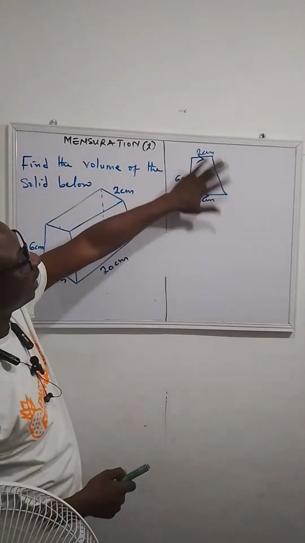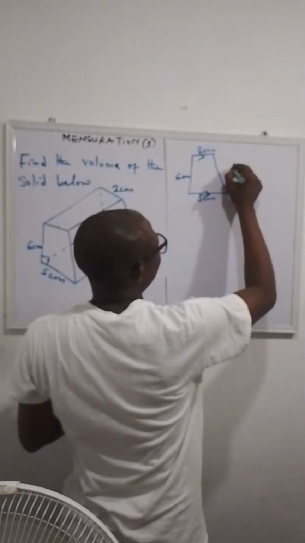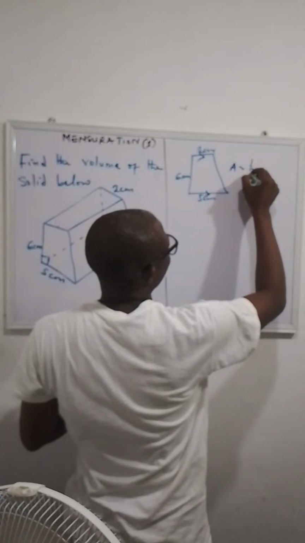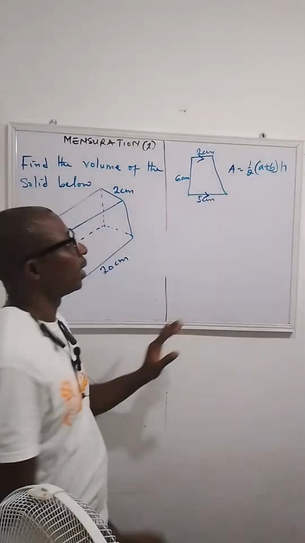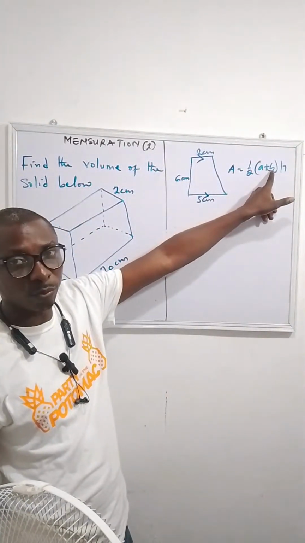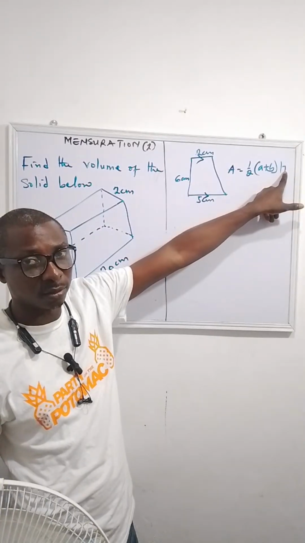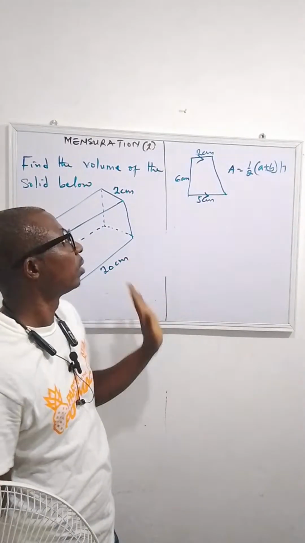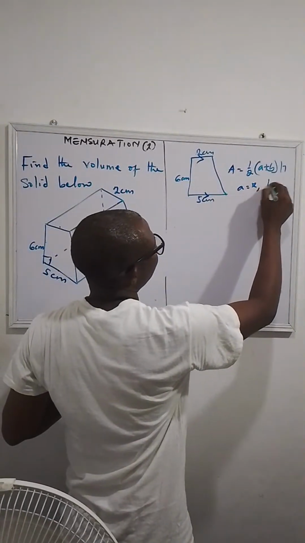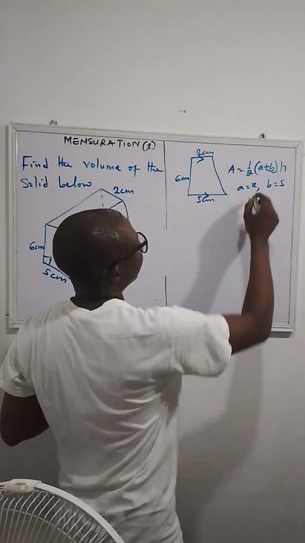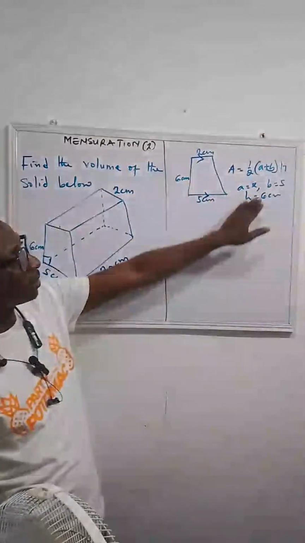So now to get the area of a trapezium, you know the formula. We've done that in plane shape. So A equals 1/2 (a plus b) times h, where a and b are the two parallel sides, and h is the distance between the two parallel sides. All right. So now here in this diagram, a is 2, b is 5, and h is 6 centimeter. So let's plug that into this formula.